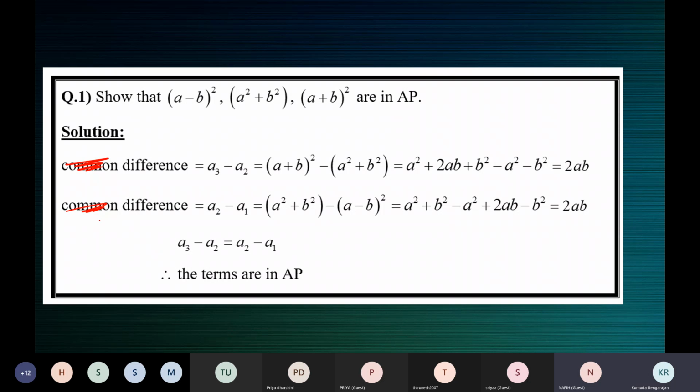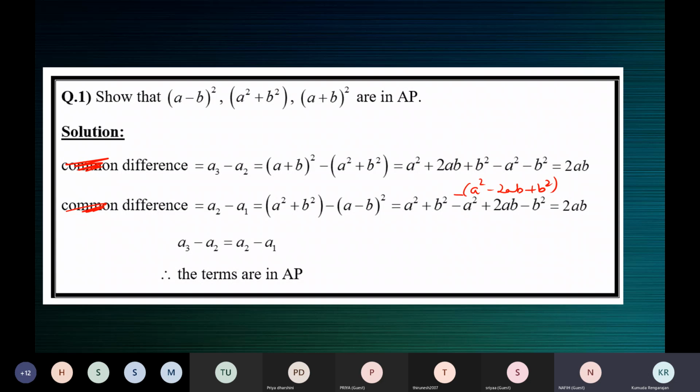So it will be a square minus, in the bracket you will get a square minus 2ab plus b square. When you remove the bracket, minus a square plus 2ab minus b square. So the difference is 2ab. So a3, this is how we present it. a3 minus a2 is the same as a2 minus a1. So the terms are in AP.